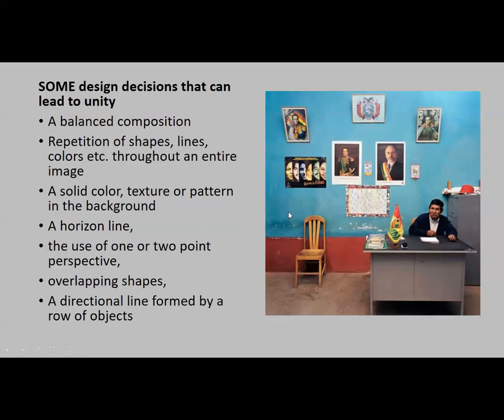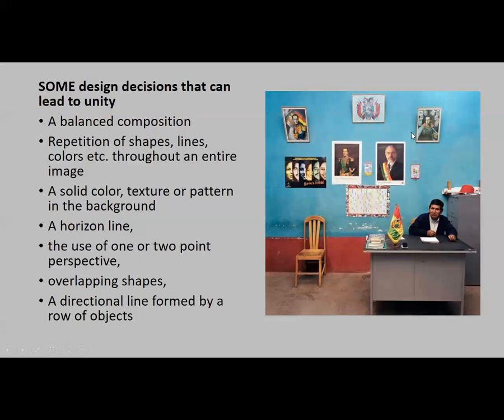While this image doesn't have a horizon line, if you're doing a landscape or a city scene or something, you'll see a horizon line in the background, and that can help unify it. If the artist is using one or two point linear perspective, what is the artist using here? Let's figure it out.